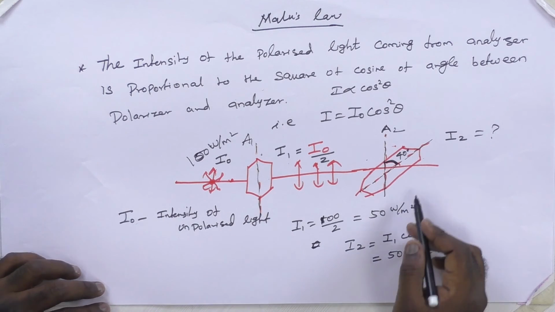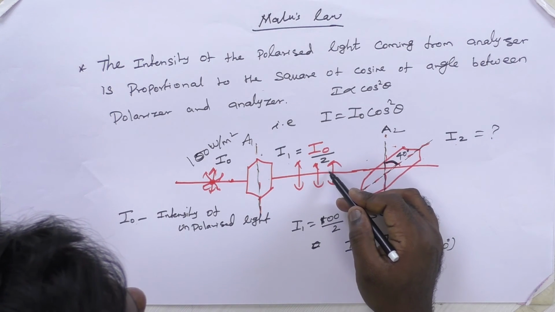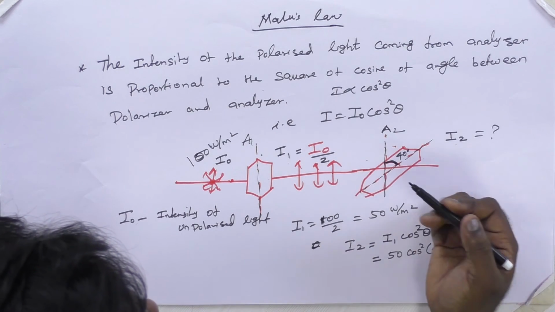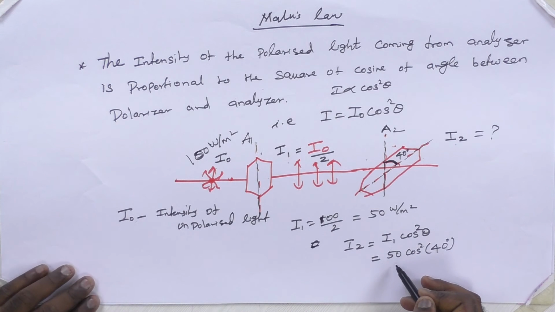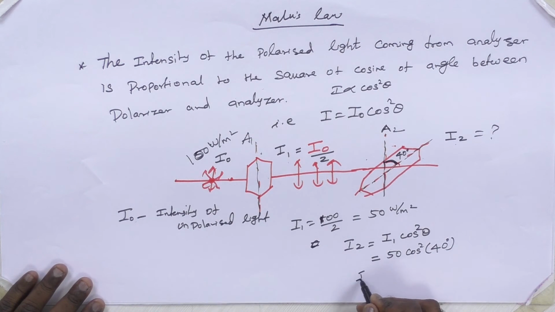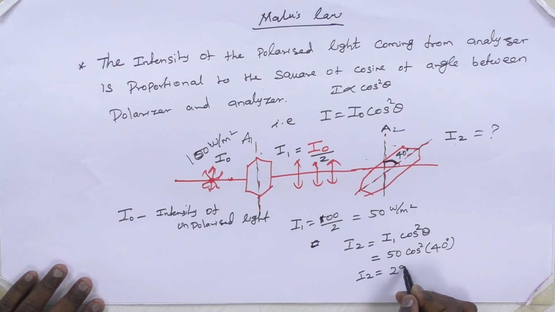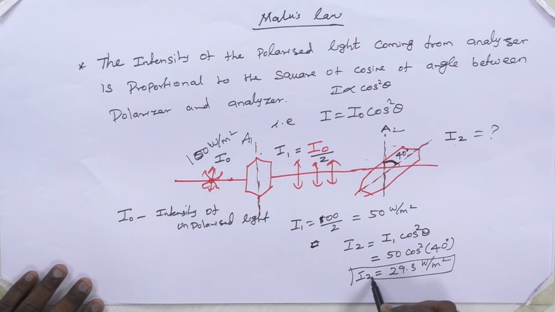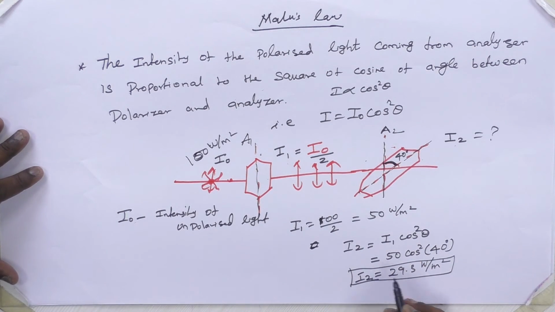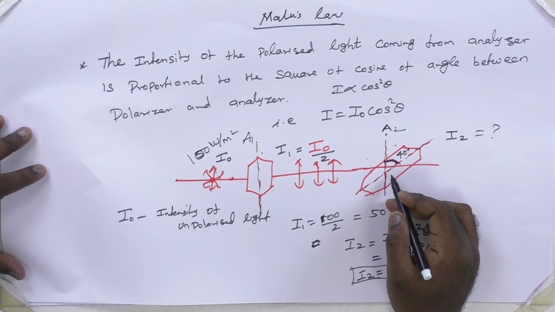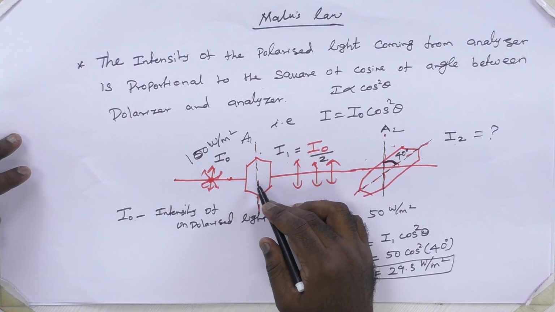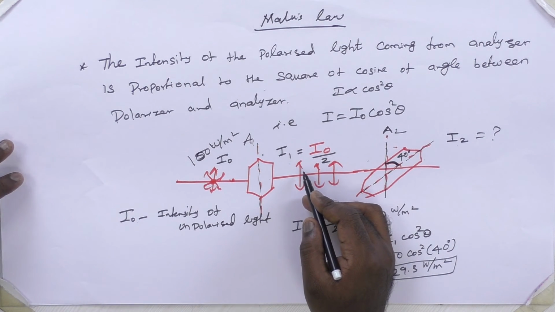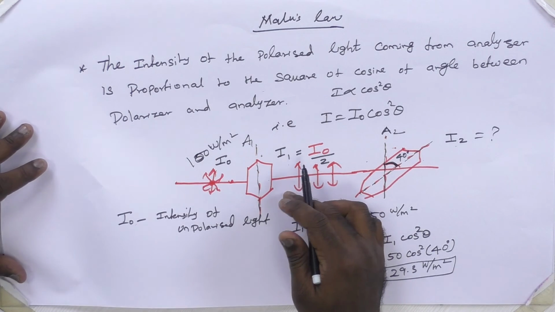So you have to understand that I2 depends upon the incident intensity. Here the incident intensity in terms of I naught is I1 equal to I naught by 2, that is 50. Substituting, you get I2 is equal to 29.3 watt per meter square. So this is how the intensity varies and how plane polarized light is converted through transmission.